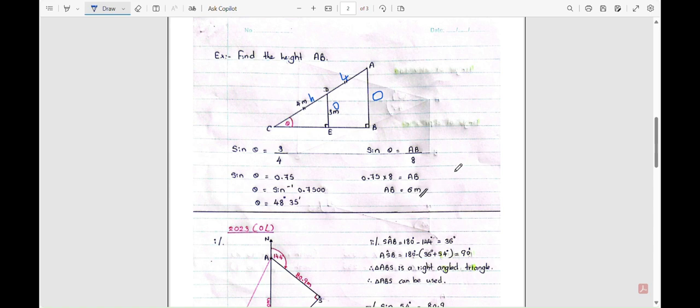So in this question, this is a small question I have built up to explain how to find the values using sin, cos, tan.